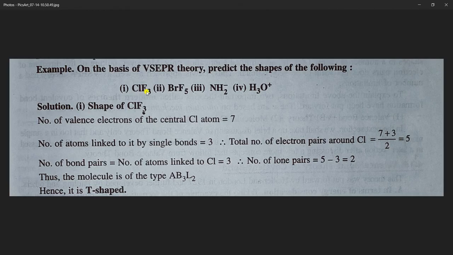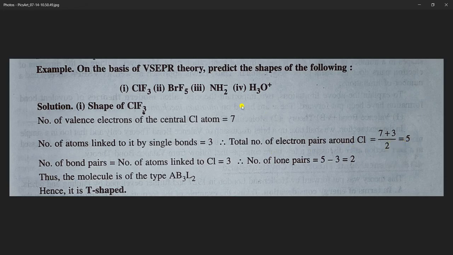Now we will calculate the number of electron pairs present. So we will use the formula. The number of valence electrons of the central atom, that is chlorine, is equal to 7. So 1 by 2 into (7 plus the number of atoms attached to the central atom, 3). So (7 plus 3) divided by 2 is equal to 5. That means the total number of electron pairs is 5.